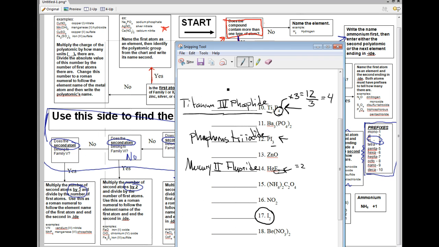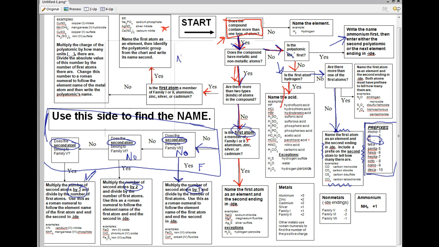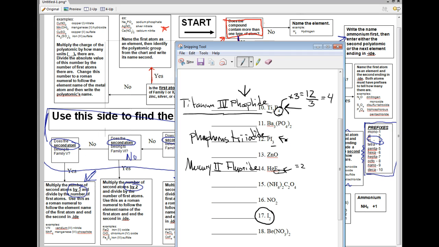I don't know how far I got, but let's just quickly go through it. Phosphorus, we were down in this bottom left-hand corner. It was in family 3, so we took the number of phosphorus atoms and multiplied it by 3, and then we divided by the first number. So we had 4 times 3 was 12, divided by 3 was 4. We changed that to a Roman numeral. I've got titanium 4 phosphide.